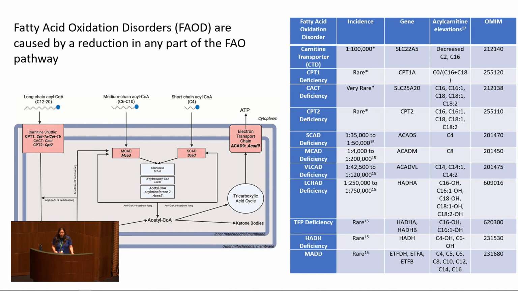As most of you probably know, fatty acid oxidation is an important metabolic process that is crucial for energy production. And fatty acid oxidation disorders are a family of these disorders that result from a loss or reduction of function in any part of this pathway. As you can see on the right-hand side, there are 11 known or reported fatty acid oxidation disorders. This family includes disorders that result in any part of this pathway.